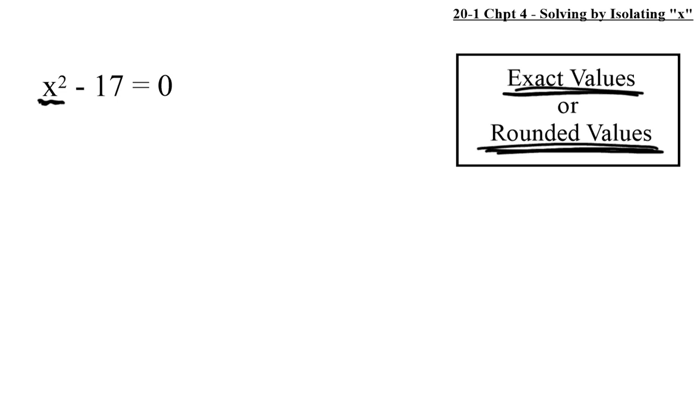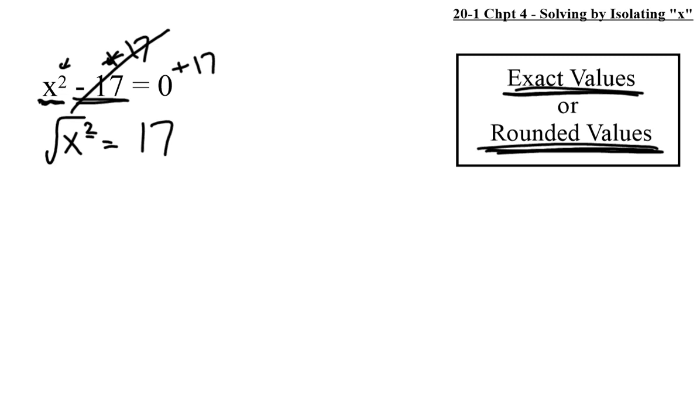In order to get x by itself, we have to get rid of the subtract 17. Get rid of subtract 17 first by adding a positive 17. We then have x squared equal to 17. How do we get rid of squaring something? We square root.